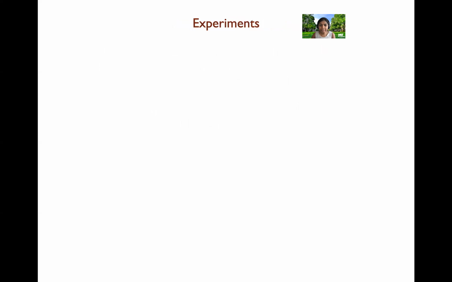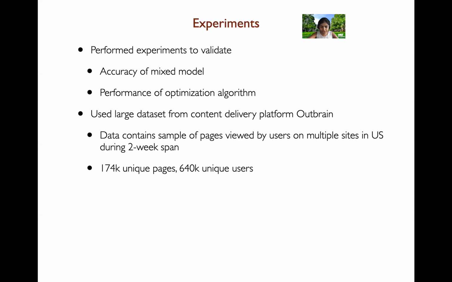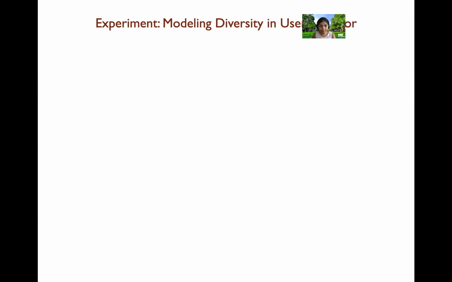Okay, now let me quickly describe some experiments that we did, both to validate the accuracy of the model and to check the performance of the optimization algorithm. For this, we used a large data set from a content delivery platform, Outbrain. The data set contains information on page views of around 175,000 unique pages and 640,000 unique users. We constructed page embeddings from this in the 50-dimensional unit ball.